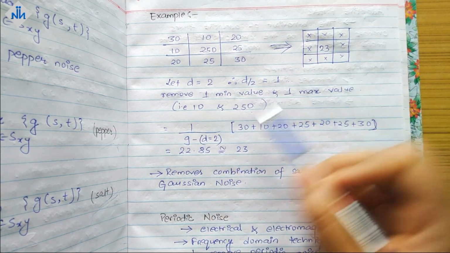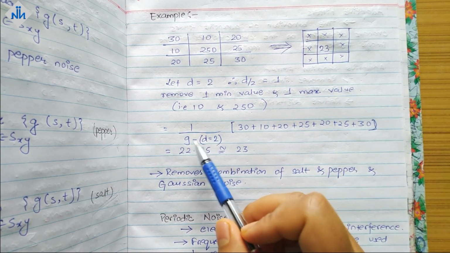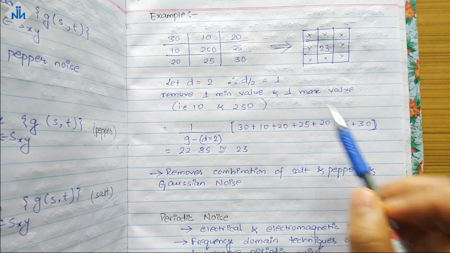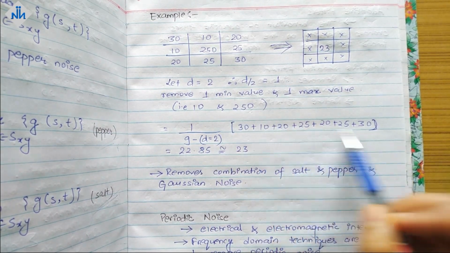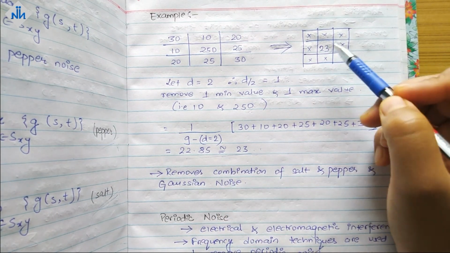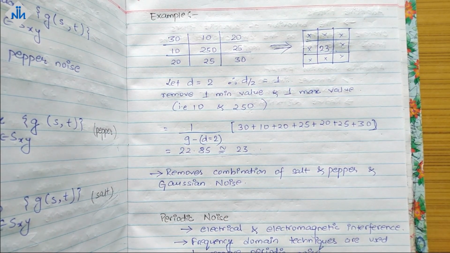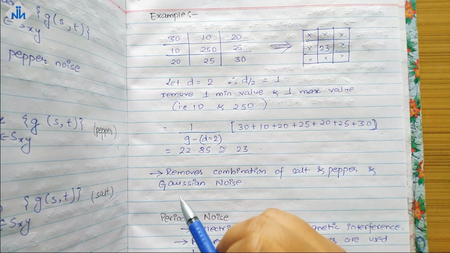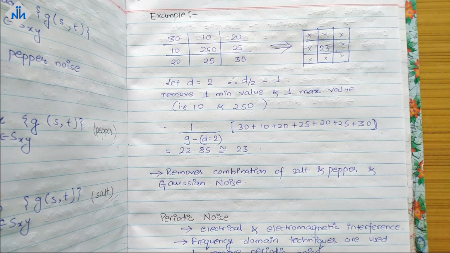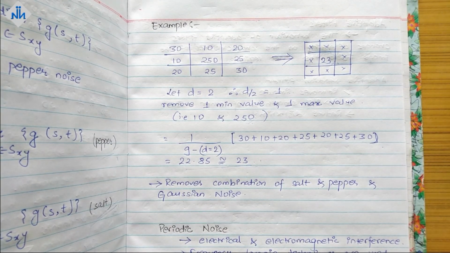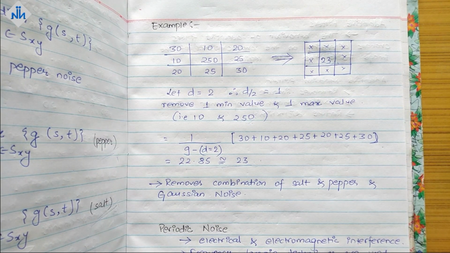After that we will have 1/9, because we have 9 boxes, minus d equal to 2, so minus 2, and we add the rest of it. We remove 10 and 250 and add the rest. Then we will get this as our answer. This was the alpha trimmed mean filter. It removes a combination of salt and pepper and Gaussian noise, so it is a very good filter to use. This was all about spatial filtering for noise removal.